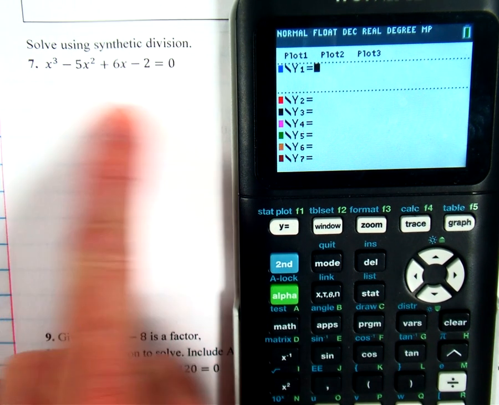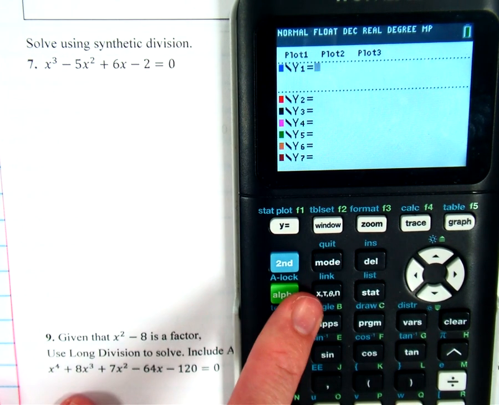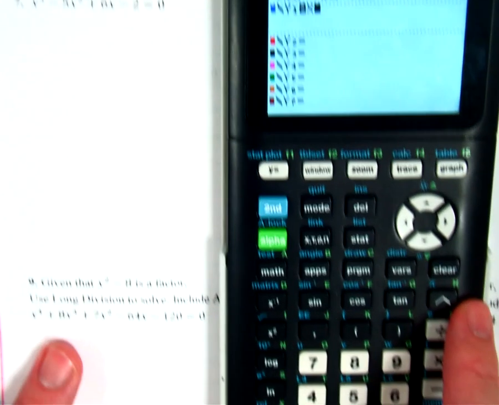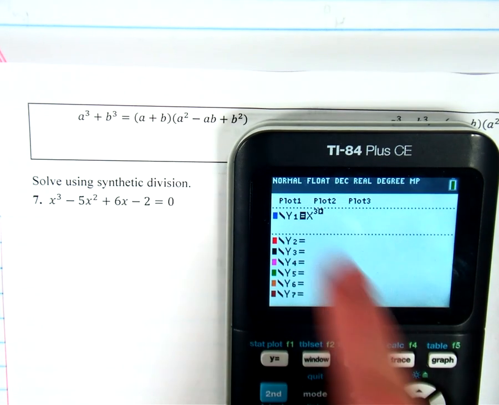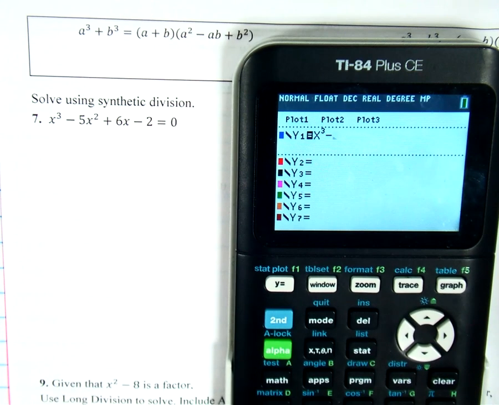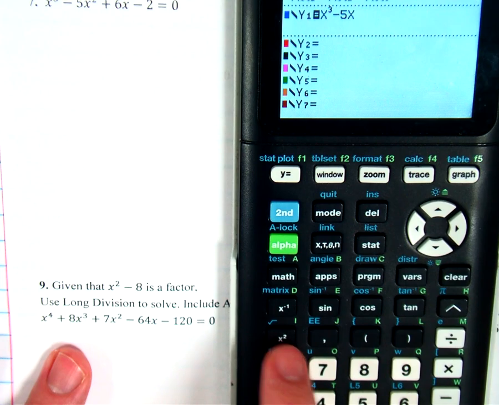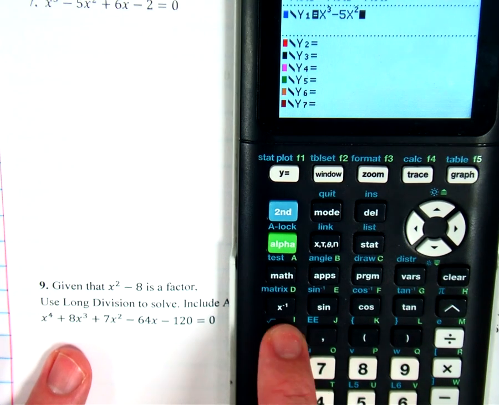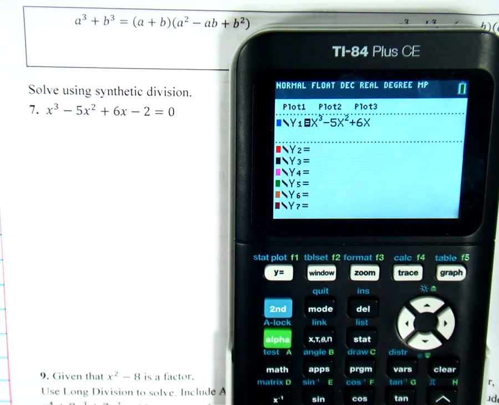We're going to type this in to y equals. So x to the third, there's your x button, right next to alpha, x, power key, 3. And if you have a calculator like mine, you might need to hit over to get back down on the ground. Minus 5x, squared button's over here, kind of diagonal from 7, plus 6x minus 2.